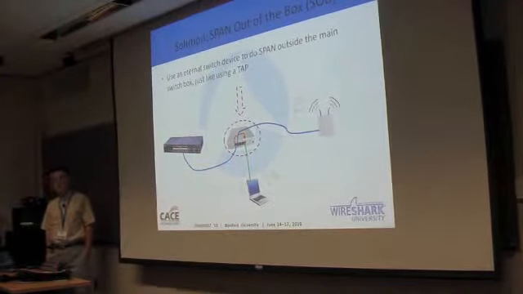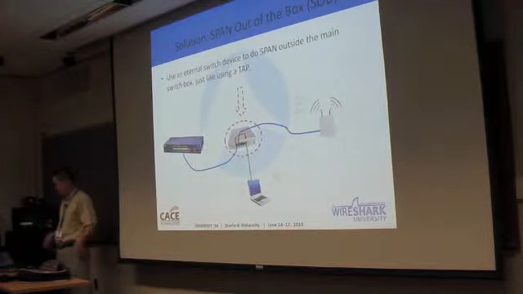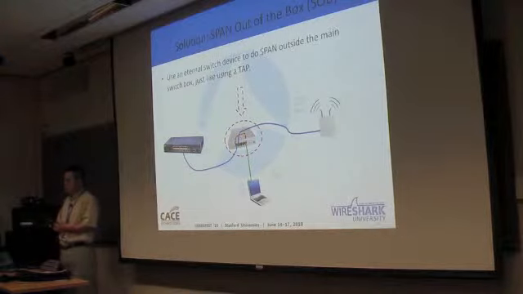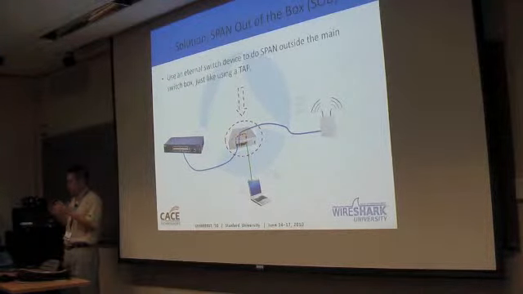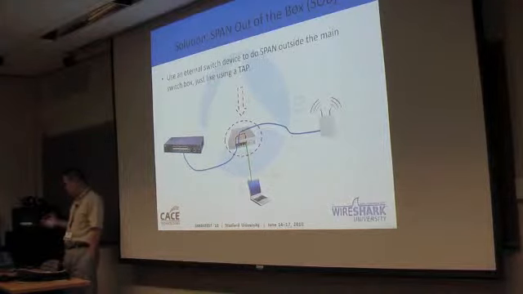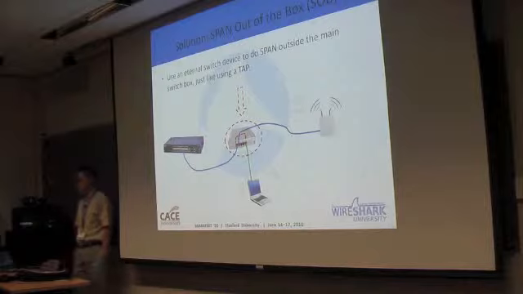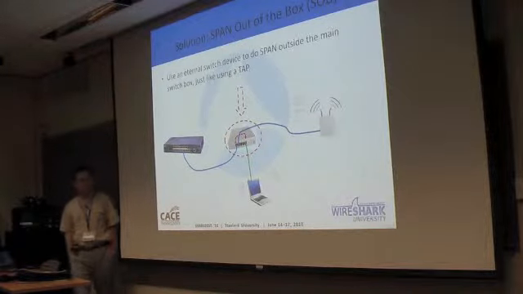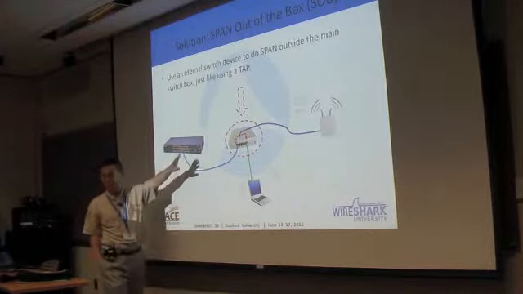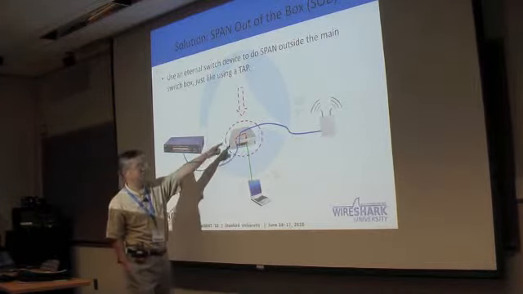So the idea is very simple. Now that we have so many issues doing the SPAN inside the box, why don't we just do it outside? Just use an external switch device to do the SPAN outside the main switch box, just like using a TAP. So this shows a picture. I have a mini switch, a 5-port switch, and we do the port mirroring here.